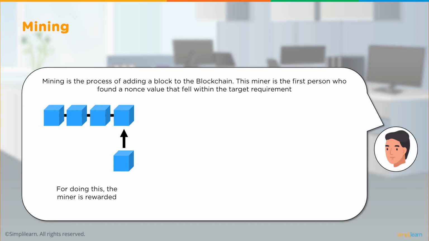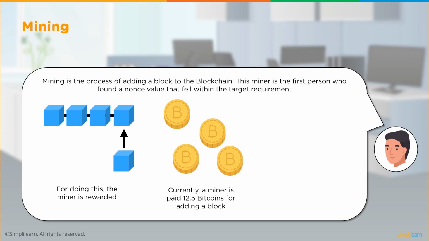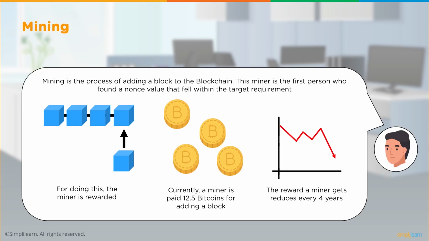This miner is the first person who found a nonce value that fell within the target requirement, right? Now for doing this, the miner is rewarded. As of today, on the Bitcoin network, a miner is paid 12.5 Bitcoins for adding a block onto the blockchain. But the reward a miner gets is reduced by half every 4 years. So when the fourth year approaches, the Bitcoin reward will go down to 6.25 Bitcoins.